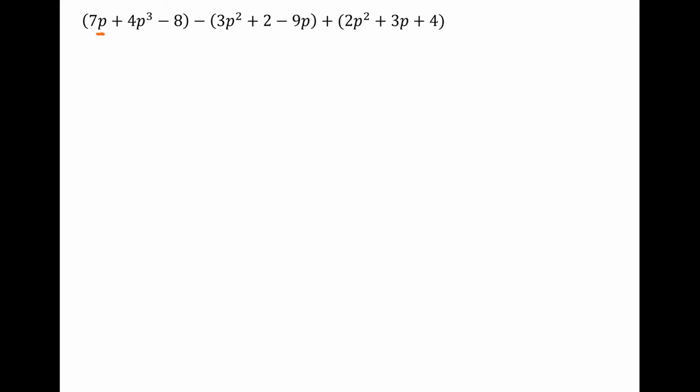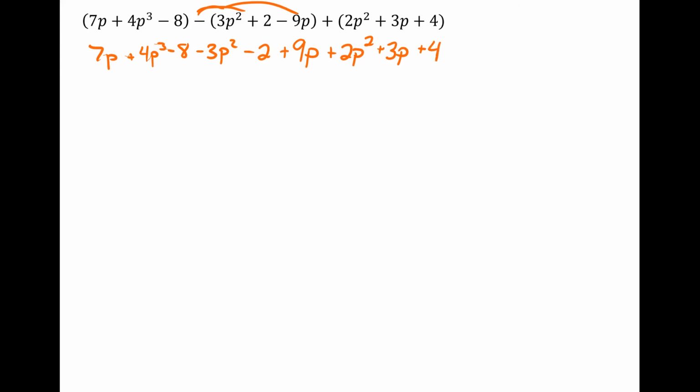Oh, also our variable is now p. Doesn't matter, p, x, they're all variables. They all kind of behave the same way. So the first thing I'm going to do is rewrite this. However, I'm going to distribute that negative in this second guy. So I have negative 3p squared minus 2 plus 9p. That way I won't get tripped up and maybe forget to subtract one portion of that polynomial, but I will be sure to subtract all of it.